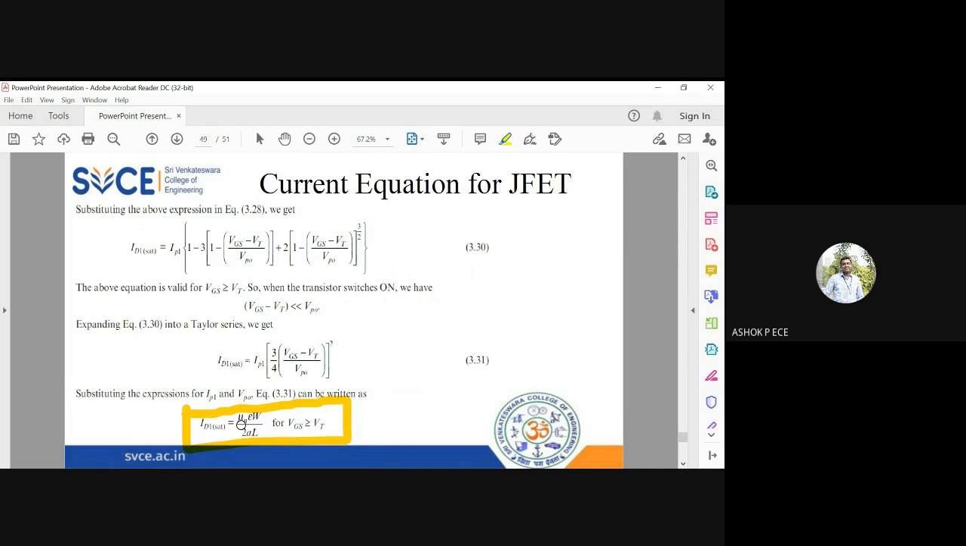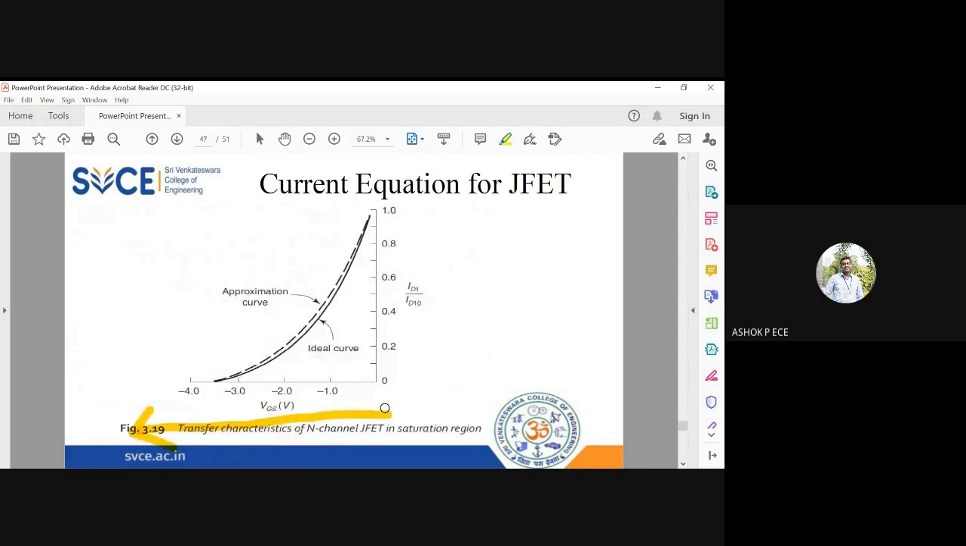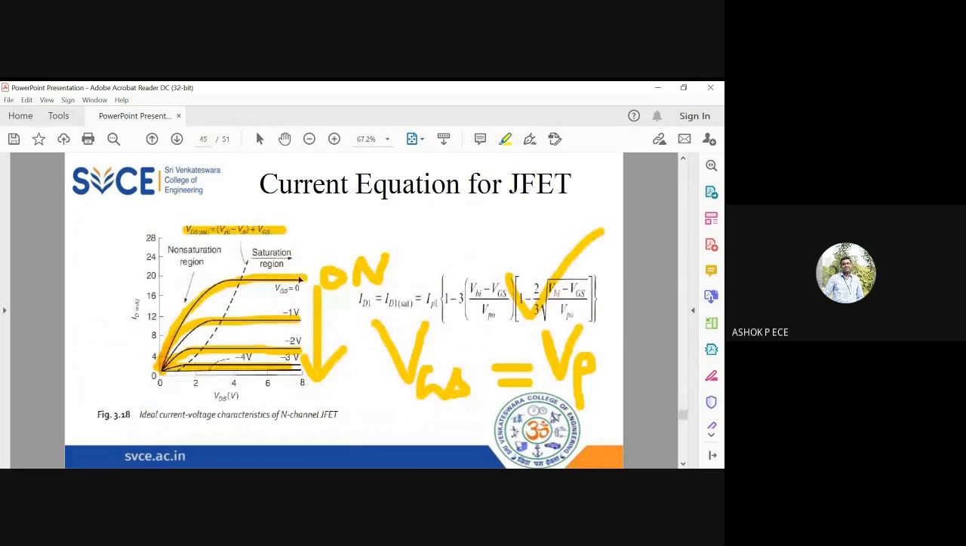Mu is the mobility of electron, epsilon is the permittivity, W is channel width, A is your channel height, L is your channel length, right? Even in the graph we have seen, after pinch off, the current becomes constant. Current will not depend on VDS.